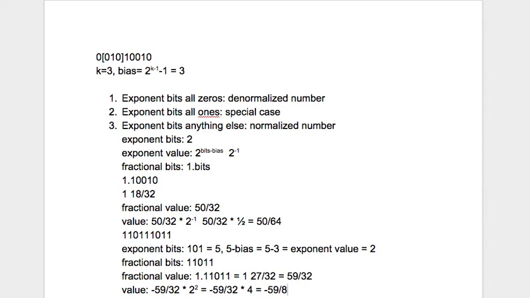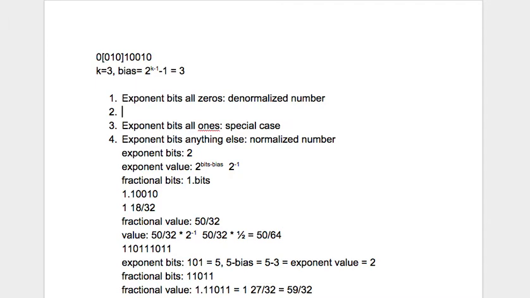So those are the normalized numbers, and most of the numbers we use are normalized numbers. Let's look at the denormalized numbers. These are similar in some ways, but since the exponent bits are all zeros, the exponent value is fixed at 1 minus the bias. Our bias again is 3 for 3 exponent bits: we take 2 to the 3 minus 1, and that gave us 3. So our exponent value for this representation is always going to be negative 2. That's based on the number of exponent bits that I have.